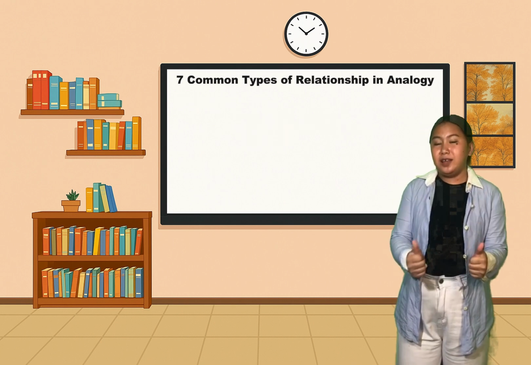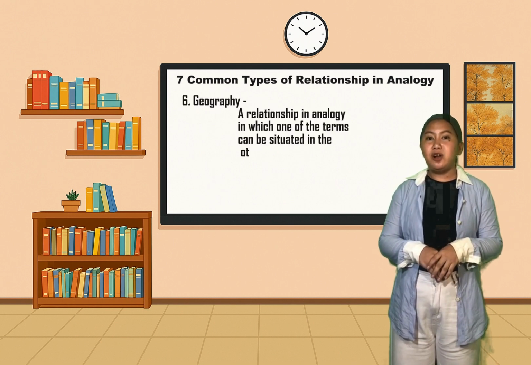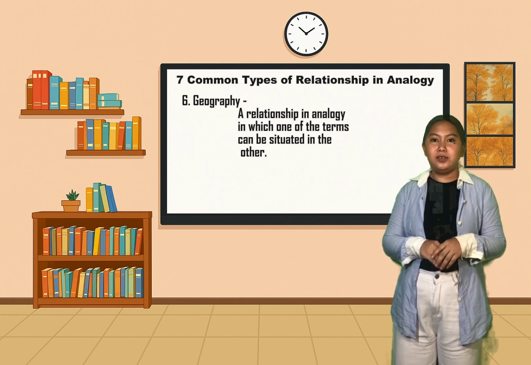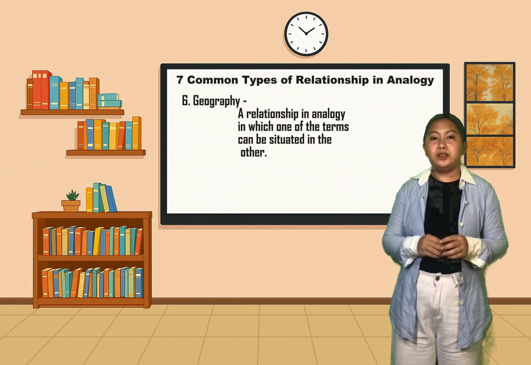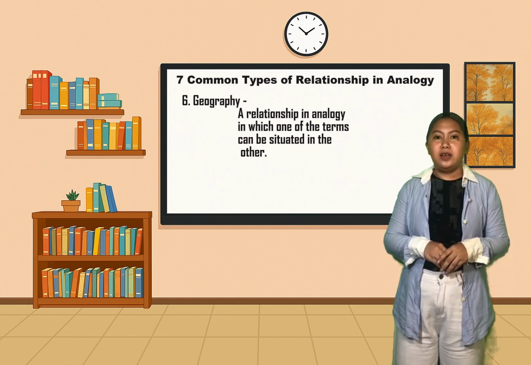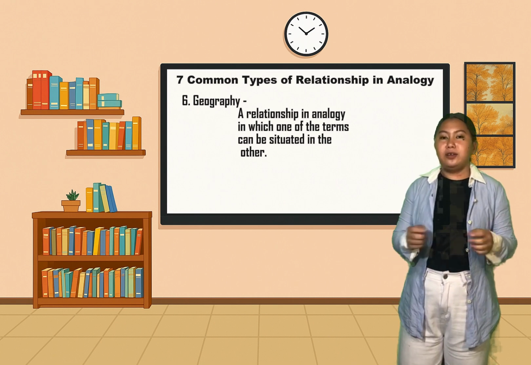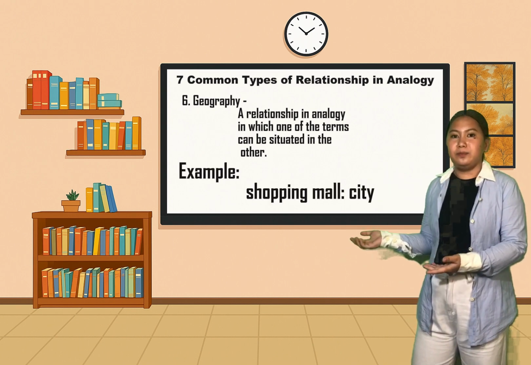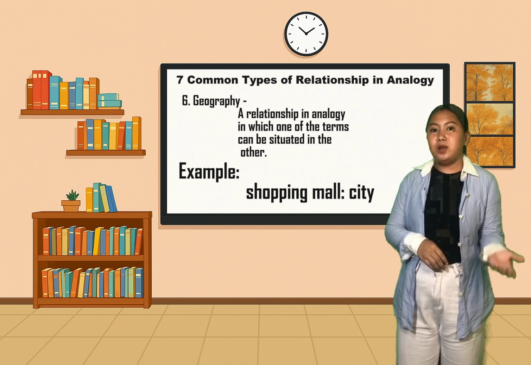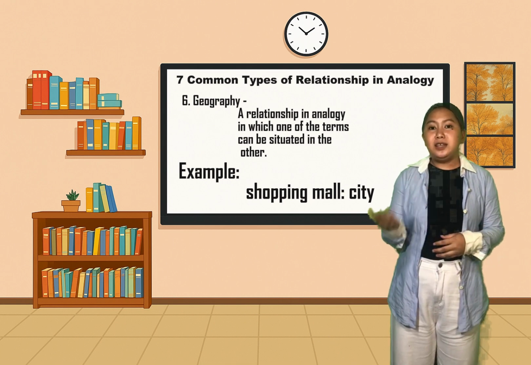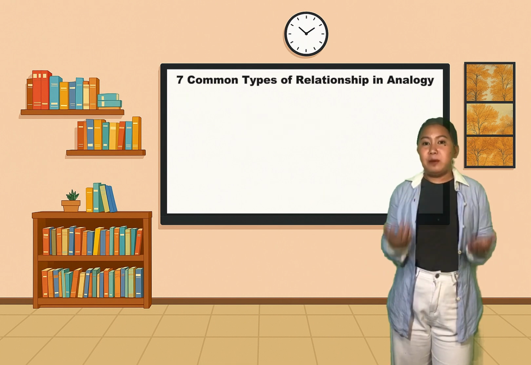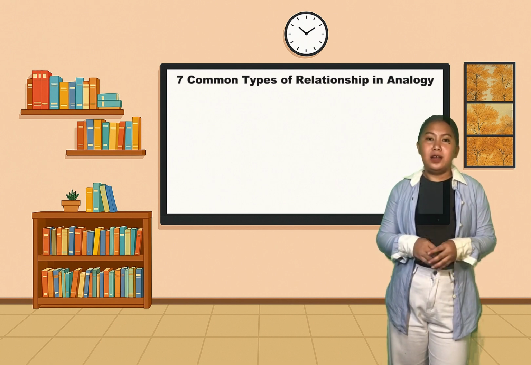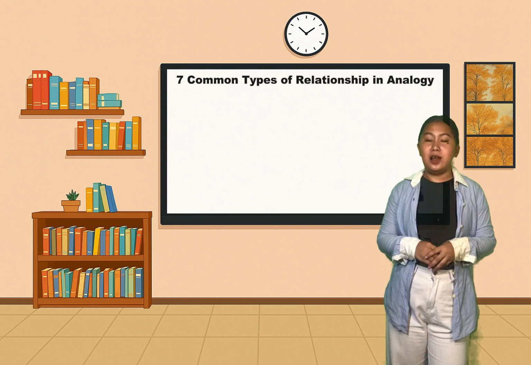If you get it, let's proceed to geography. Geography, a relationship in analogy in which one of the terms can be situated in another. So here are some examples of geography. Shopping mall and city. Shopping mall is found in the city. So now, let's proceed to your next teacher, Sir Cham.